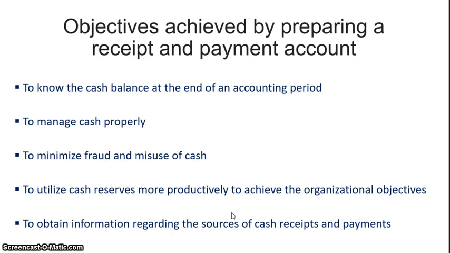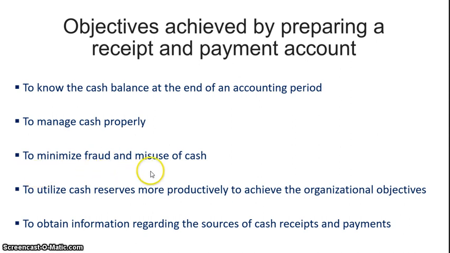Right. Let's go to the objectives achieved by preparing a receipts and payment account. What are you aiming at when you prepare this account? First one, to know the cash balance at the end of the accounting period. When you do a receipts and payment account, you know how much balance you have, the carried down and brought forward. You can manage your cash properly. You know how much you have, so you can spend accordingly.